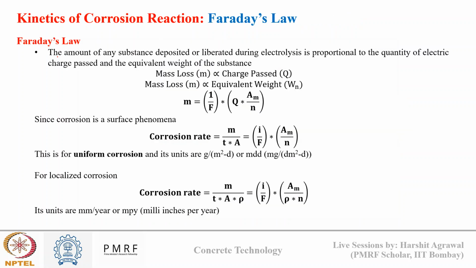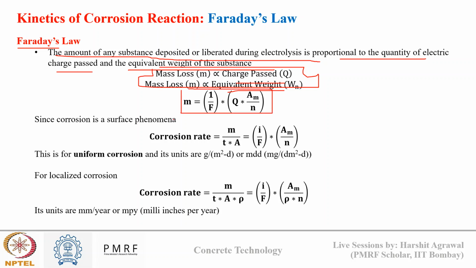Now, once I have derived the corrosion current, we can determine the rate of corrosion using Faraday's law. The amount of any substance deposited or liberated during electrolysis is proportional to the quantity of charge passed, and the weight loss is proportional to the equivalent weight. So this is the basic Faraday's law, and we can use it to estimate the corrosion rate.